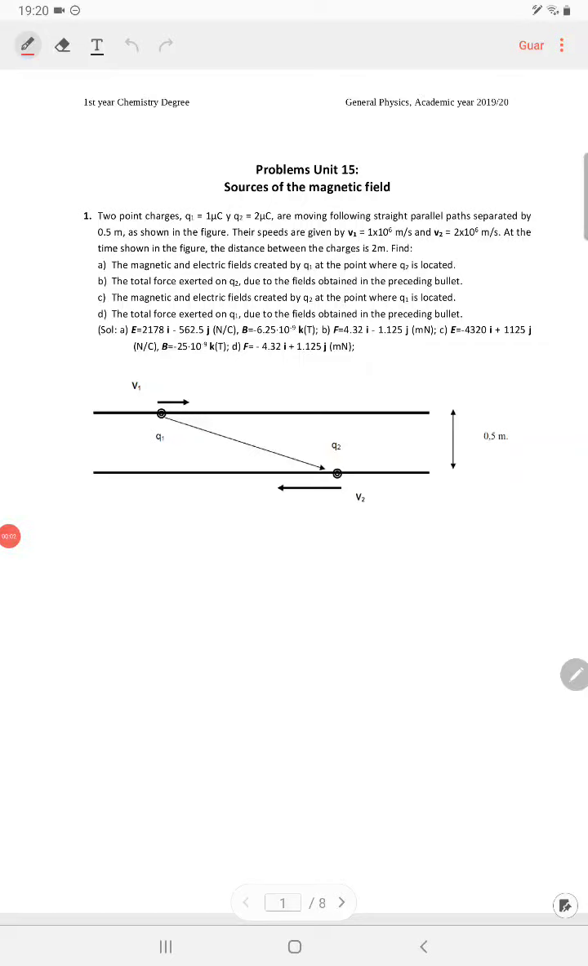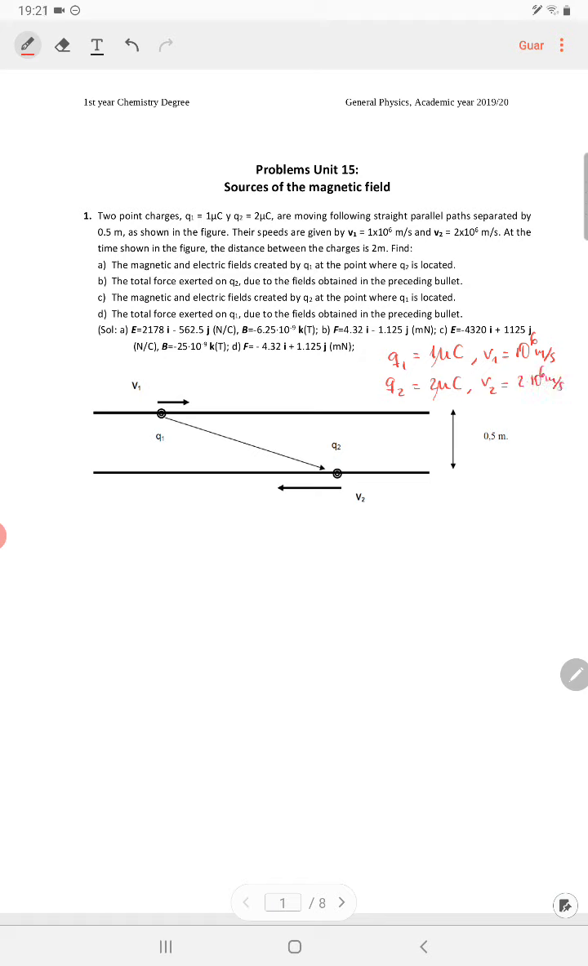In this video, we solve problem 1 of unit 15. In this problem, we have two charges, Q1 and Q2, that are here marked, moving towards the right, the first one, and towards the left, the second one. Q1 is equal to 1 microcoulomb, Q2 is equal to 2 microcoulomb. The speed of the first one is 10 to the 6 meters per second. The speed of the second one is twice this amount.